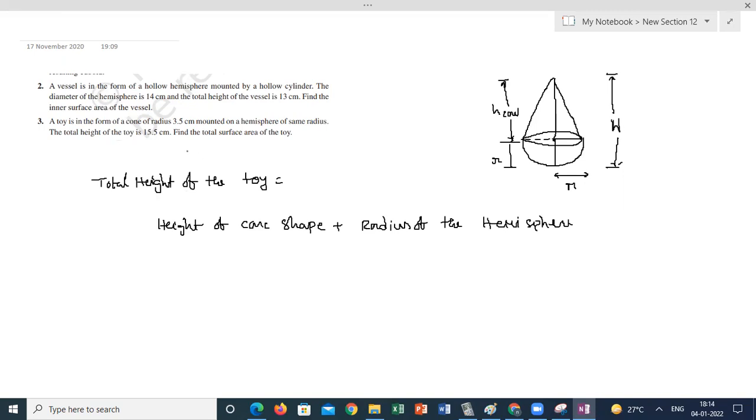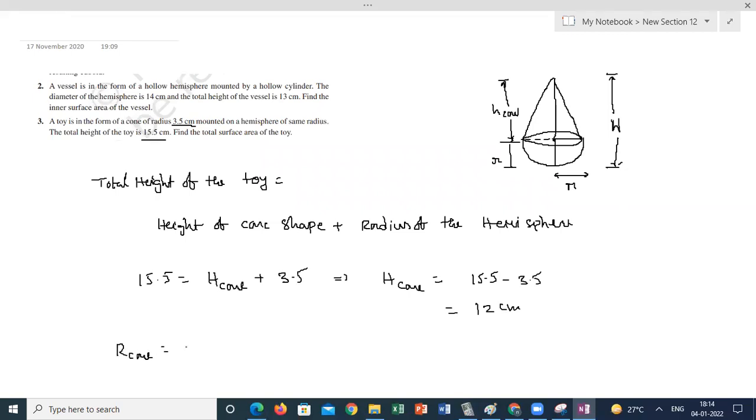According to the given data, the radius is 3.5 centimeter. So the total height is 15.5. 15.5 is equal to the height of the cone plus 3.5. From here, the height of the cone will be equal to 15.5 minus 3.5. How much? 12 centimeter. Will you agree? Yes, sir.